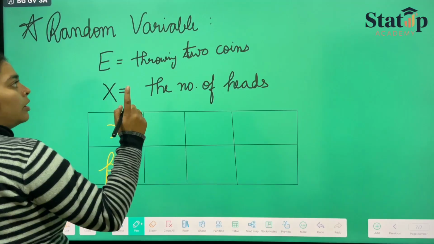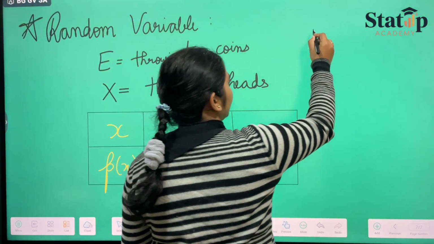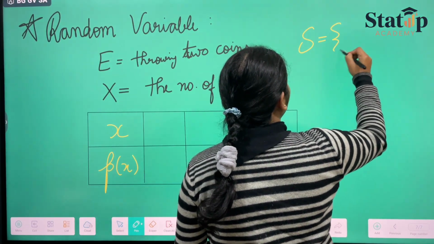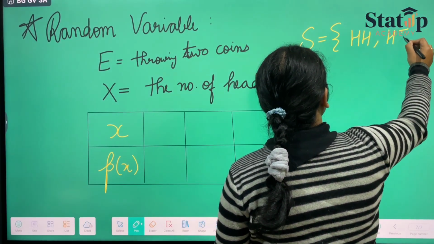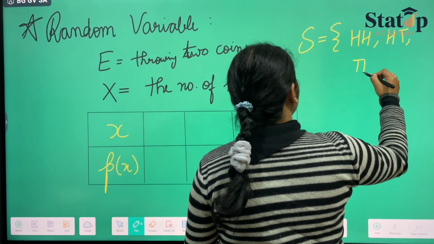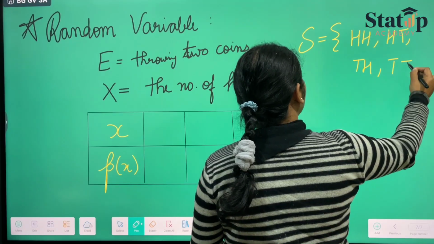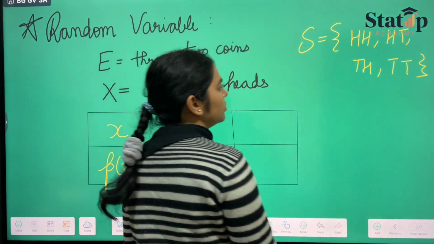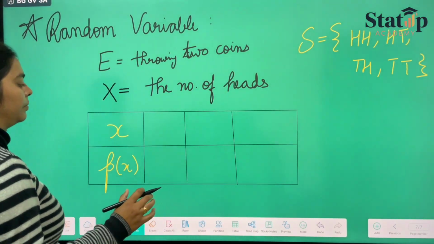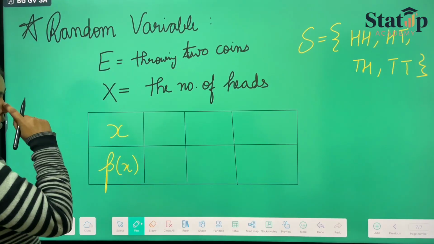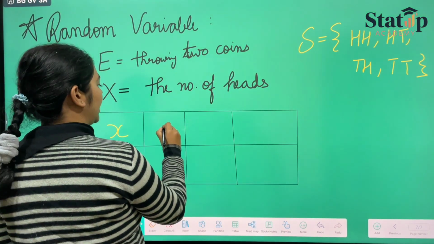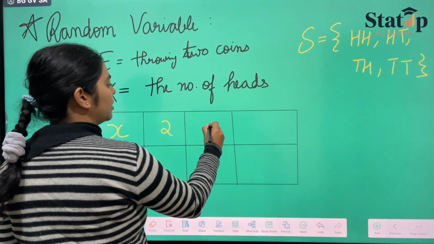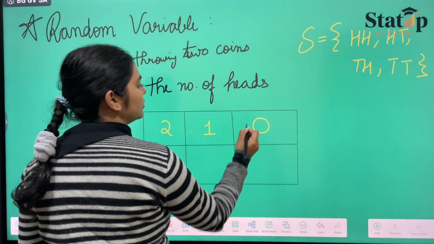Now, the total outcomes, or the sample space, when two coins are thrown: first is head, the second is head; first is head, second is tail; first is tail, second is head; both are tails. This is known as the sample space of the outcome. So now x represents the number of heads. The maximum number of heads can be 2, can be 1, or can be 0.